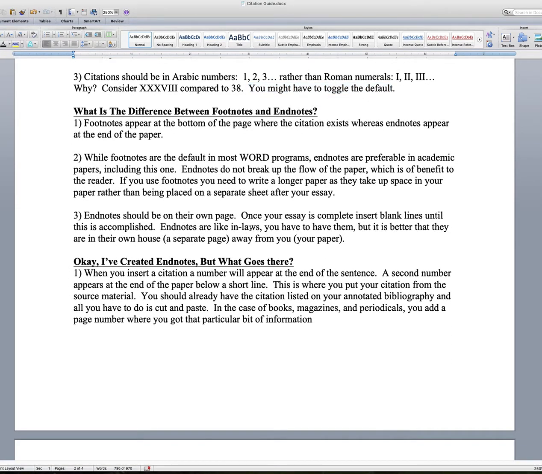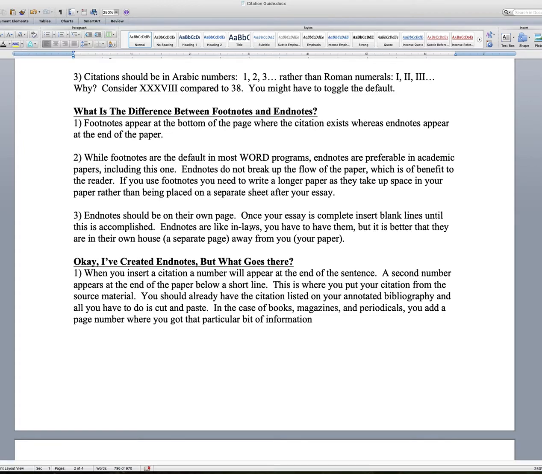So what's the difference between footnotes and endnotes? Footnotes appear at the bottom of the page where the citation exists, whereas endnotes appear at the end of the paper. So footnotes tend to be the default in most Word programs, but endnotes tend to be preferable in academic papers, including the one we're writing for this class. Now, other teachers and instructors may have other ideas and want you to use footnotes. You need to do what those teachers tell you to do.